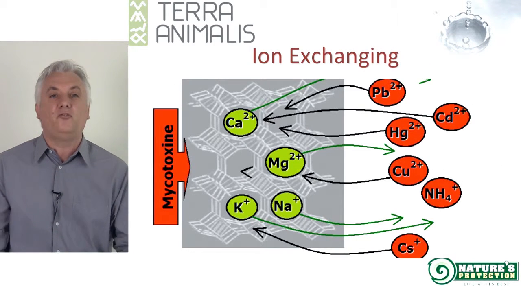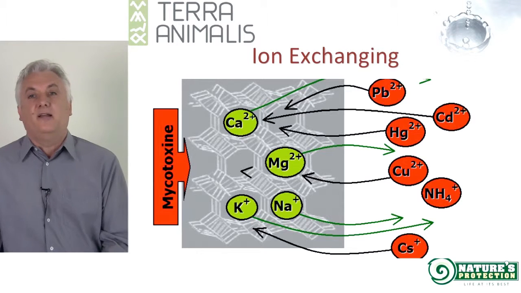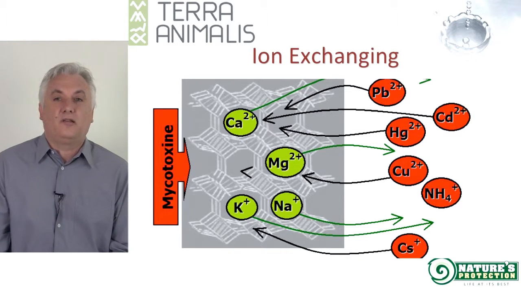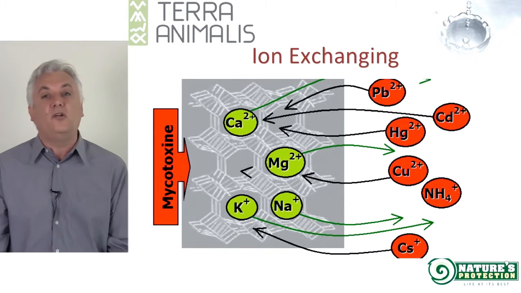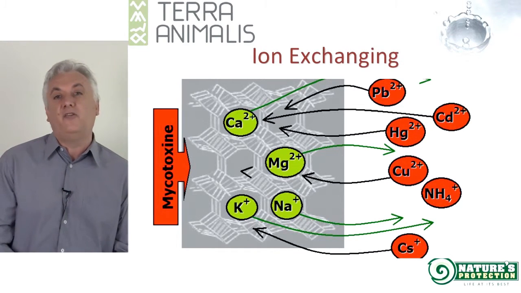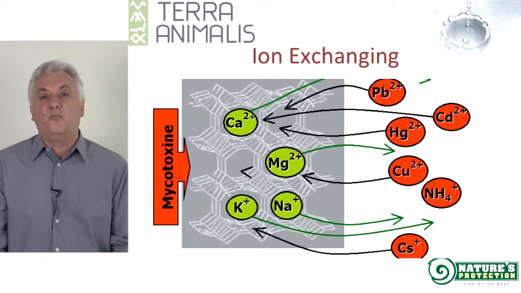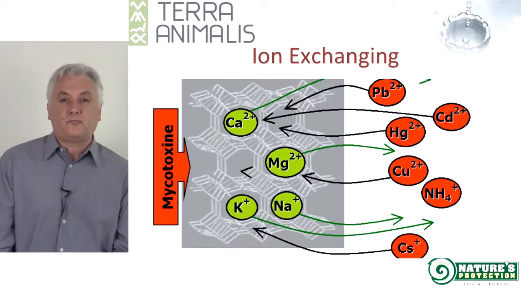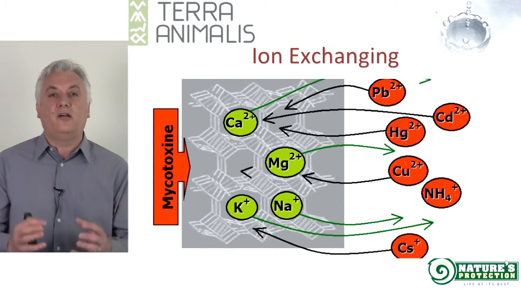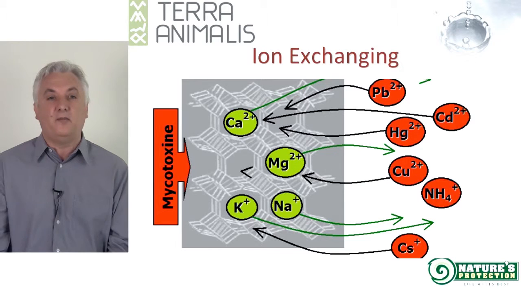So what is ion exchanging? As I said, heavy metals and cesium, for example, and ammonia come into this cage, stay trapped, and are removed from the body, as well as mycotoxins. So they have a very, very strong ion exchanging capacity for heavy metals and mycotoxins.